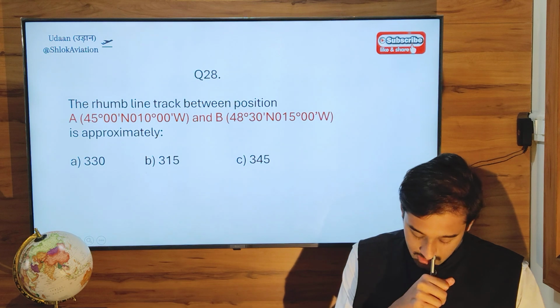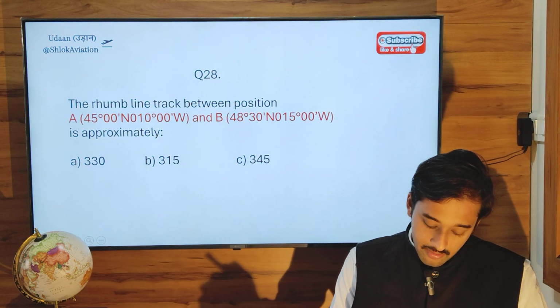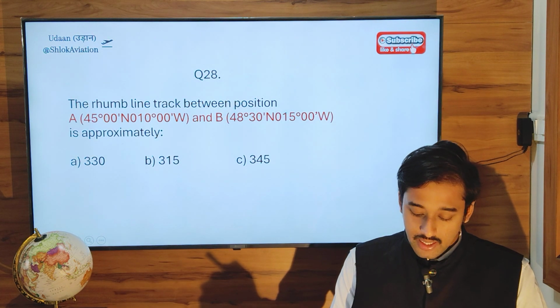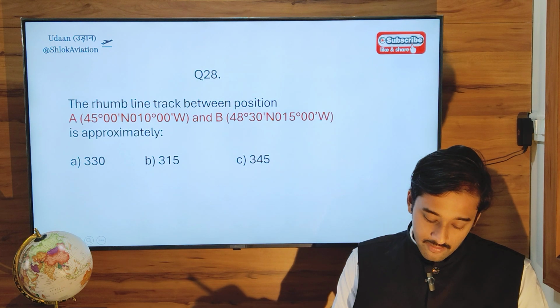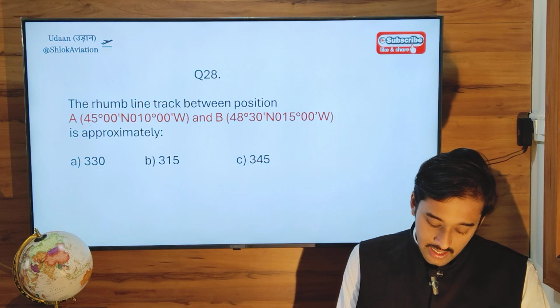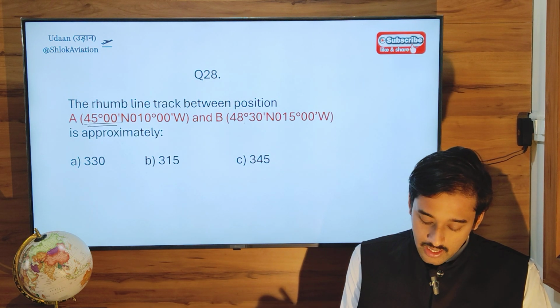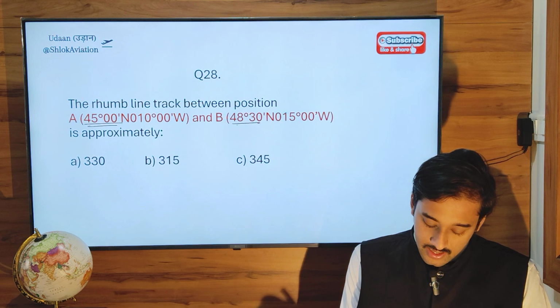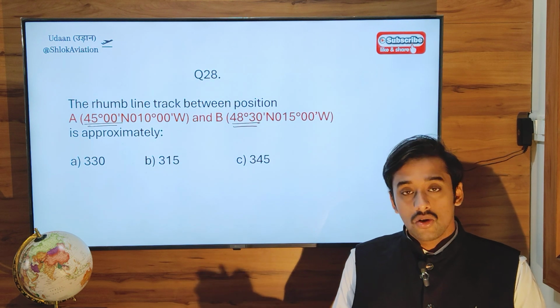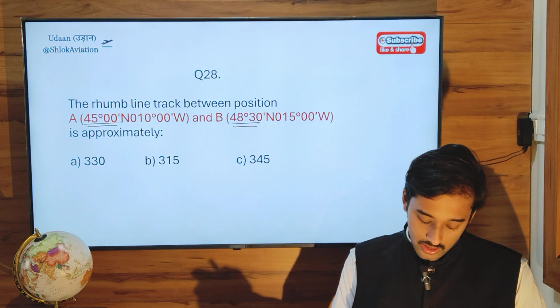Let's go to next question, question 28. The Rhumb line track between two positions is approximately how much? Now we have been given location A at 45 degree north, location B at 48 degree 30 minutes north.